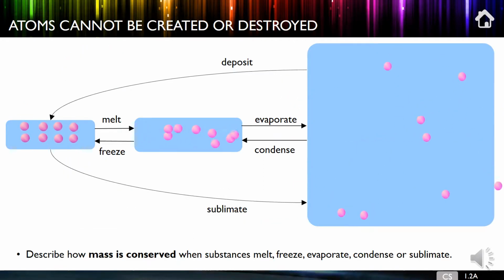So here we've got some state changes. You're quite familiar with these, I strongly suspect. So we've got an increase in temperature here, it melts, bigger volume, and even larger volume here. And we've got our various different terms here. The slightly more unusual ones are sublimation and deposition. But again, the key point is that the mass doesn't change. You can see in each of these squares, we've got the same number of atoms.